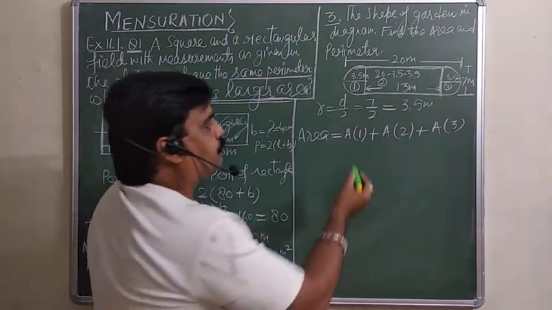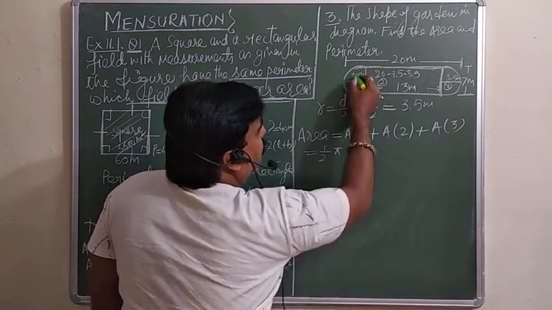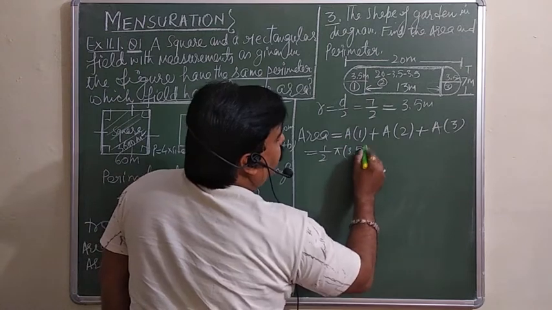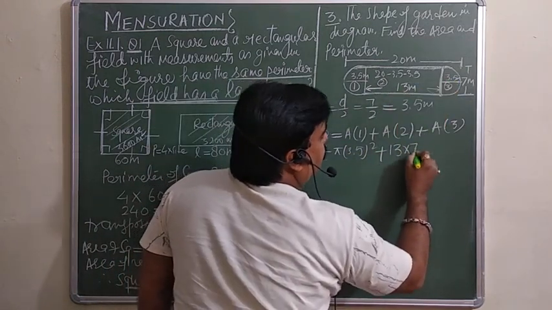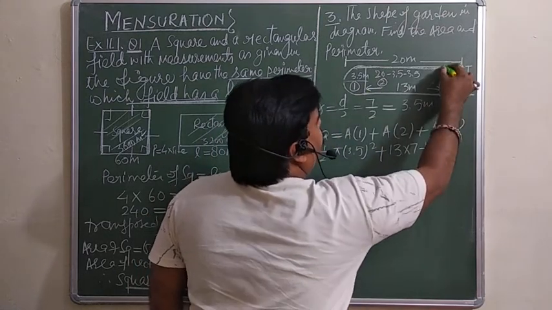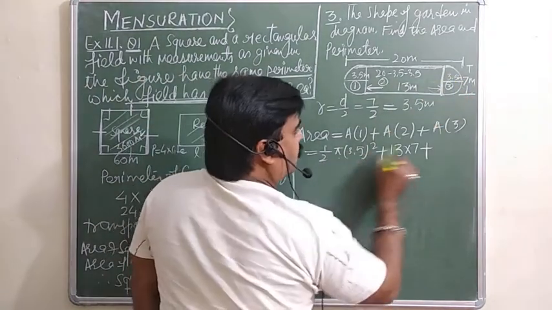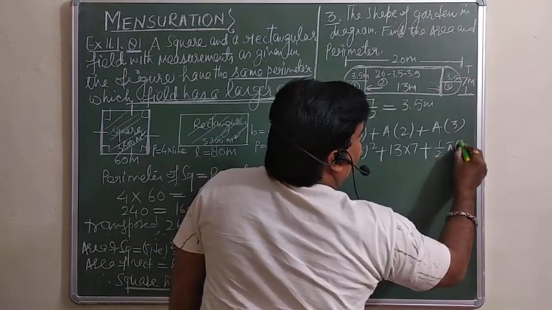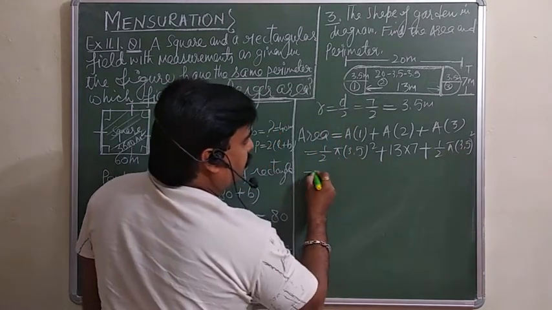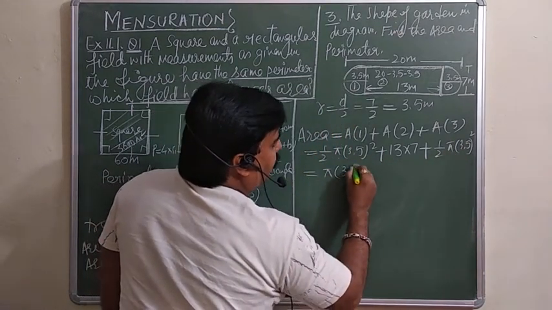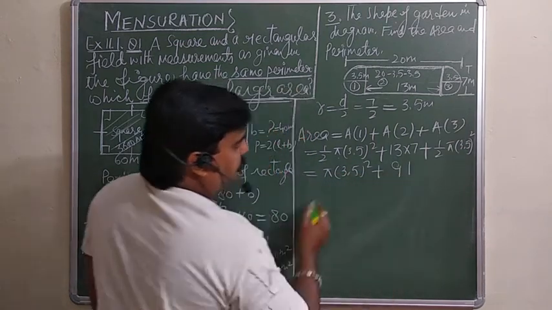So A1 is 1 by 2 pi r square, this is 3.5 square. Area of this one, length into breadth, this is 13 into 7. This is your length 13 and breadth 7, because this is a rectangle. Similarly here, the other semicircle is 1 by 2 pi 3.5 whole square. 1 by 2 pi r square twice, you will get pi r square, 3.5 whole square, and this is 91. You can solve this one.